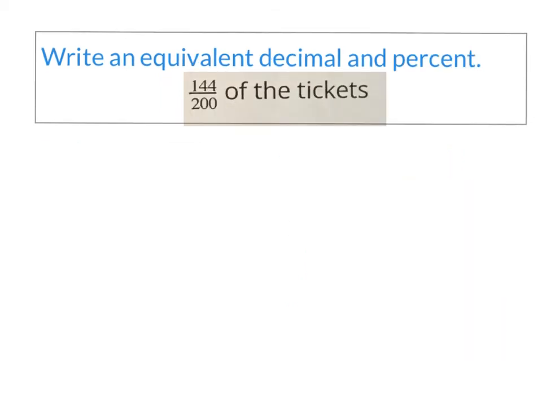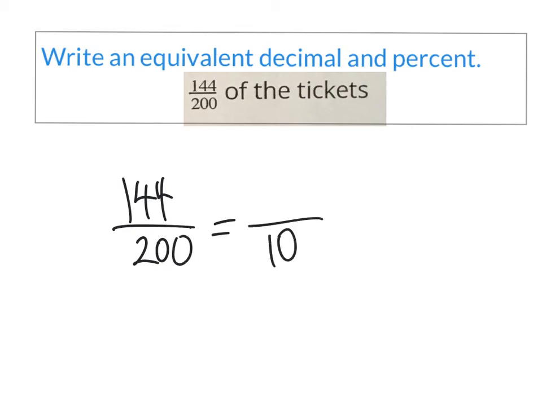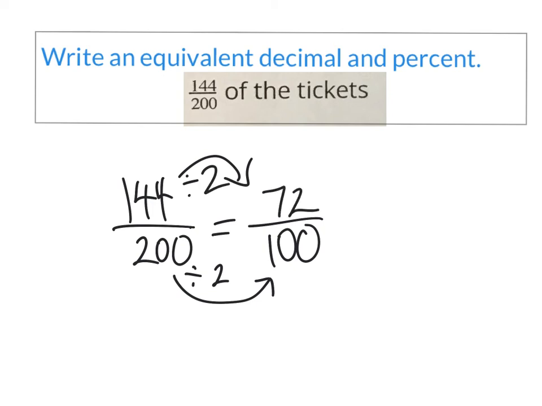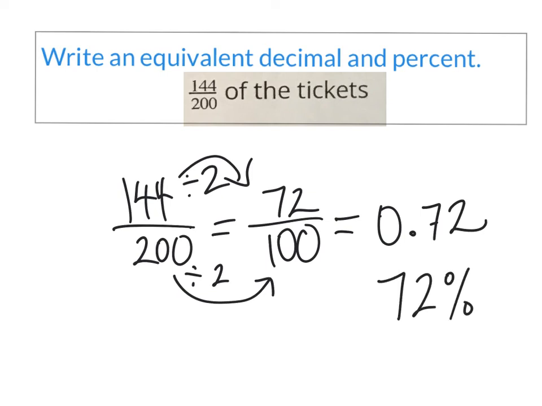Write an equivalent decimal and percent. 144 out of 200 of the tickets. So we're going to change this to a per 100 so that we can easily write a decimal and a percent. So to get from 200 to 100, I'm going to divide by 2. So I'm also going to divide 144 by 2. When I do that, I end up with 72 hundredths. I can change that to my decimal, 72 hundredths, and my percent, 72%.